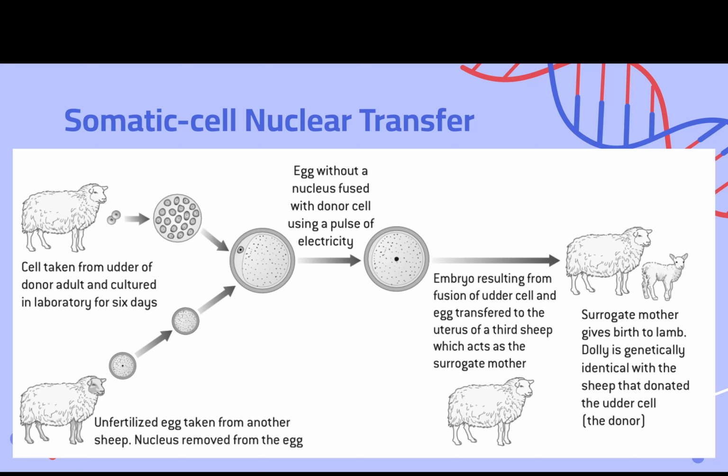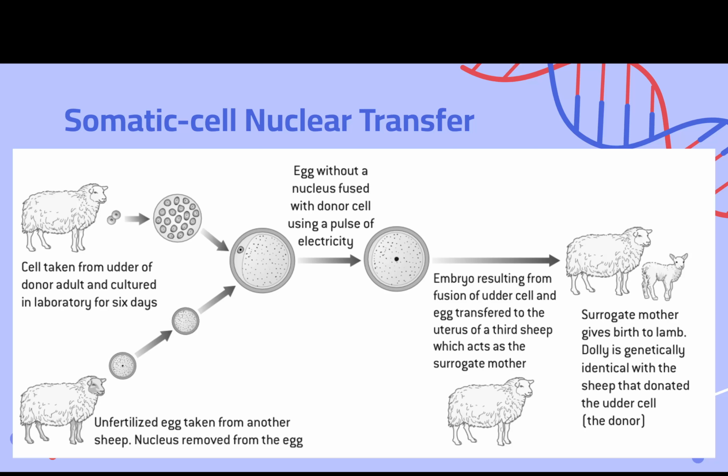The egg without a nucleus is fused with the donor cell using a pulse of electricity, which means that the donor cell's features, organelles, and most importantly, nucleus will be fused into the egg cell. And that means that instead of the egg cell having a haploid nucleus, we've now given it a diploid nucleus, which means that it basically becomes a zygote of its own. When it becomes a zygote of its own, it can then become an embryo as it divides and becomes its own organism, essentially.